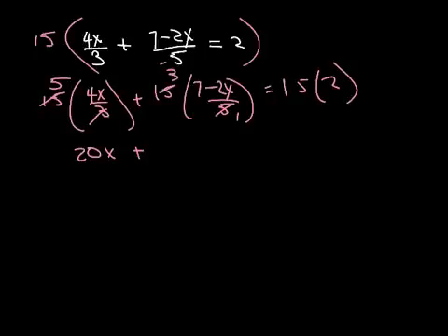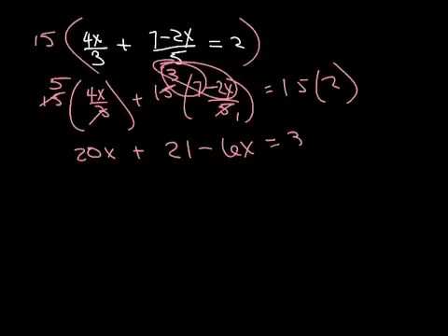So actually we're going to distribute 3 times 7, and then 3 times negative 2x, and then you can go from there. Okay, so it's just that distributing part right here that seems to get you.